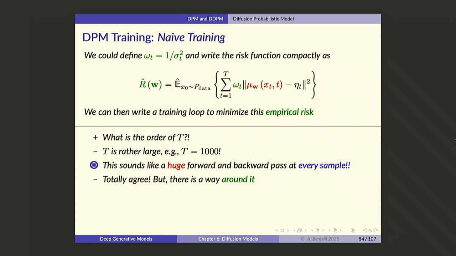Now, what you can do instead, you're going to say, okay, I'm going to take the first sample, x0. I'm not going to compute it for all time. Uniformly, with the same chance, I'm going to sample one time, right? And I just compute the loss for that particular time, right?